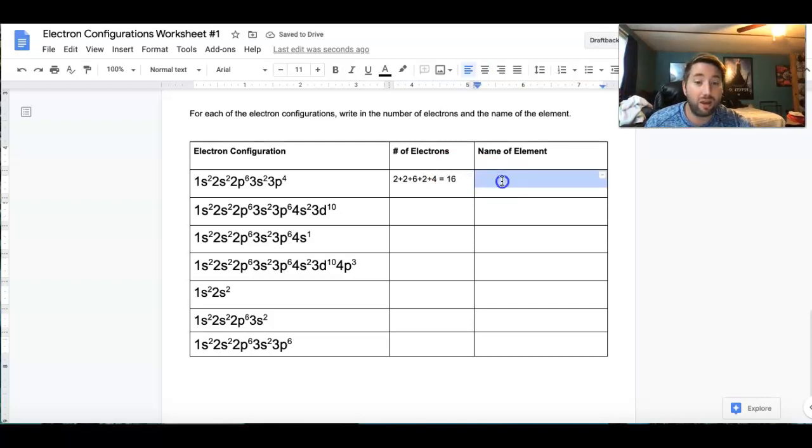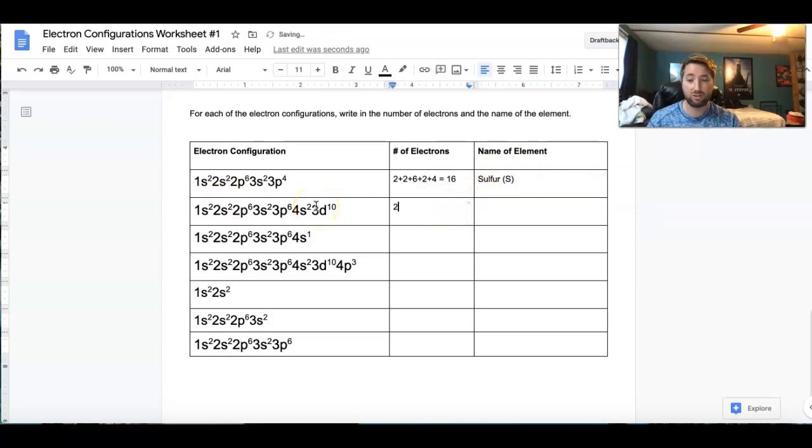Alright, so now that you have the number of electrons, you're going to take out your periodic table again, and you're going to look up which element is number 16 on the periodic table. Alright, so I'm looking. Okay, it looks like 16 on the periodic table is S, so it's going to be sulfur. Alright, so put the name of the element like that, and then you can put its symbol in parentheses like so. Alright, so let's do the next one.